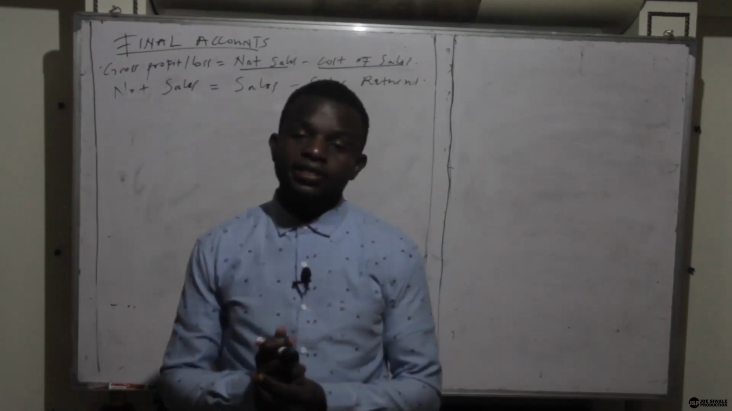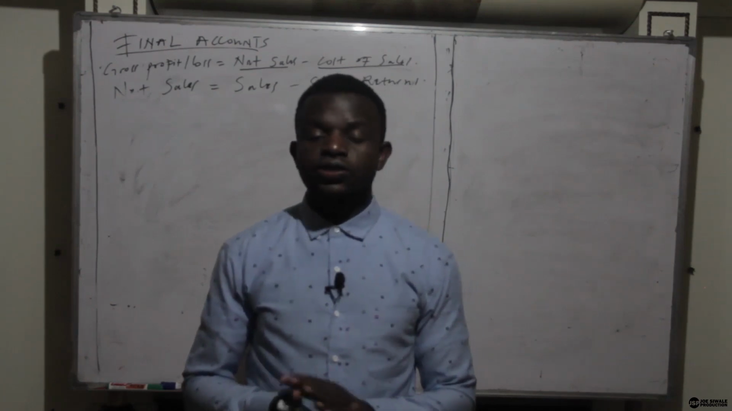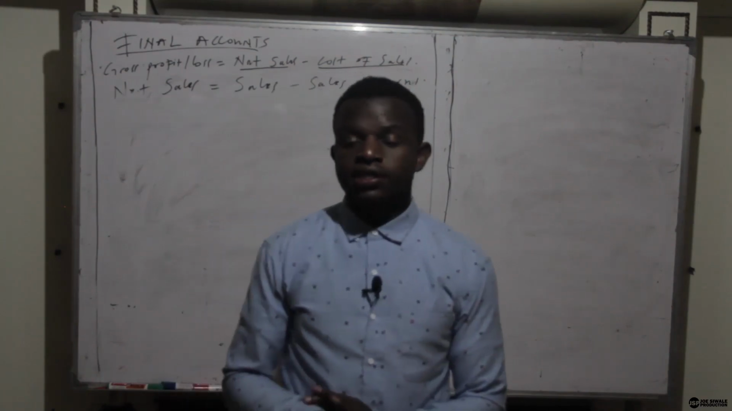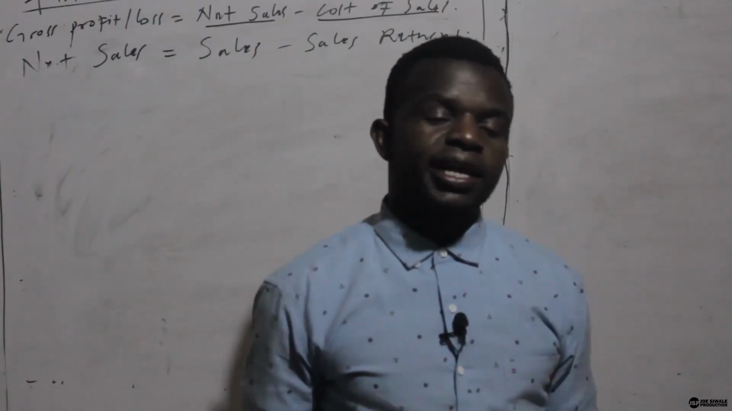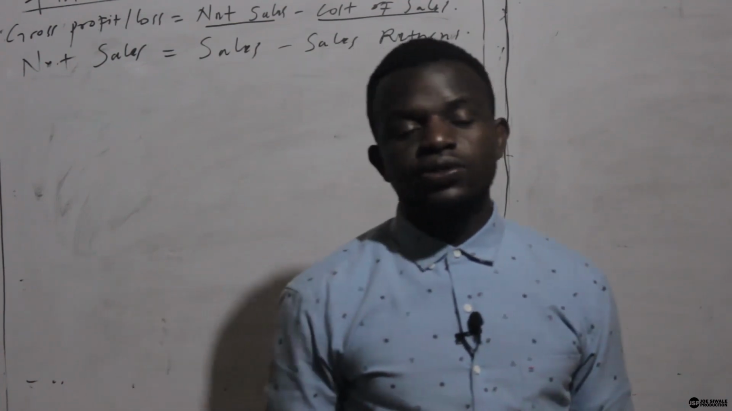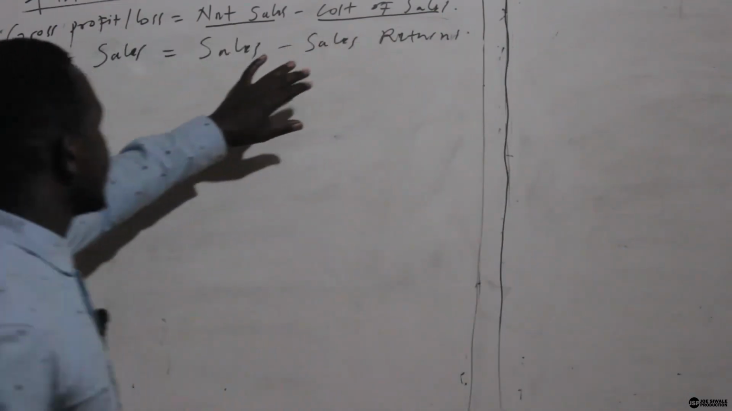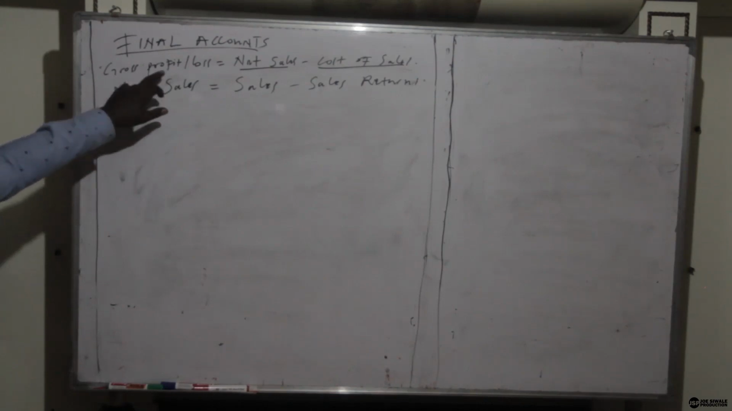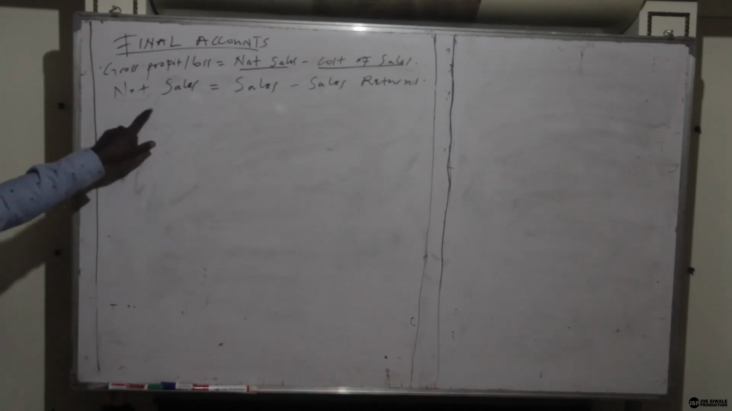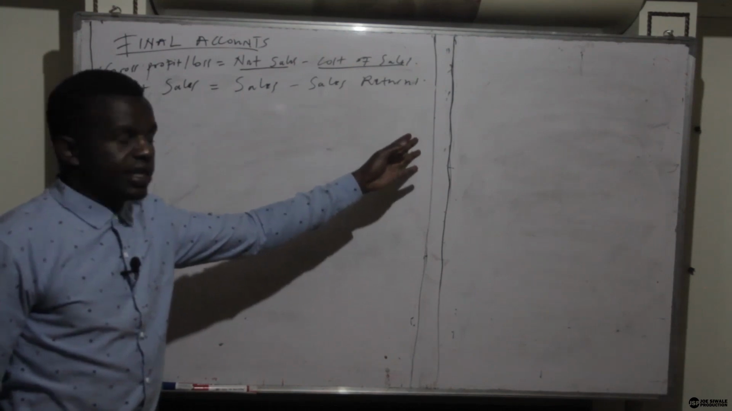So with the income statement, we started with the trading account, and we said that the trading account shows the gross profit or loss of the business, which is equal to net sales minus cost of sales, and that net sales is equal to sales minus sales returns or returns inwards. So these are the formulas that we use.